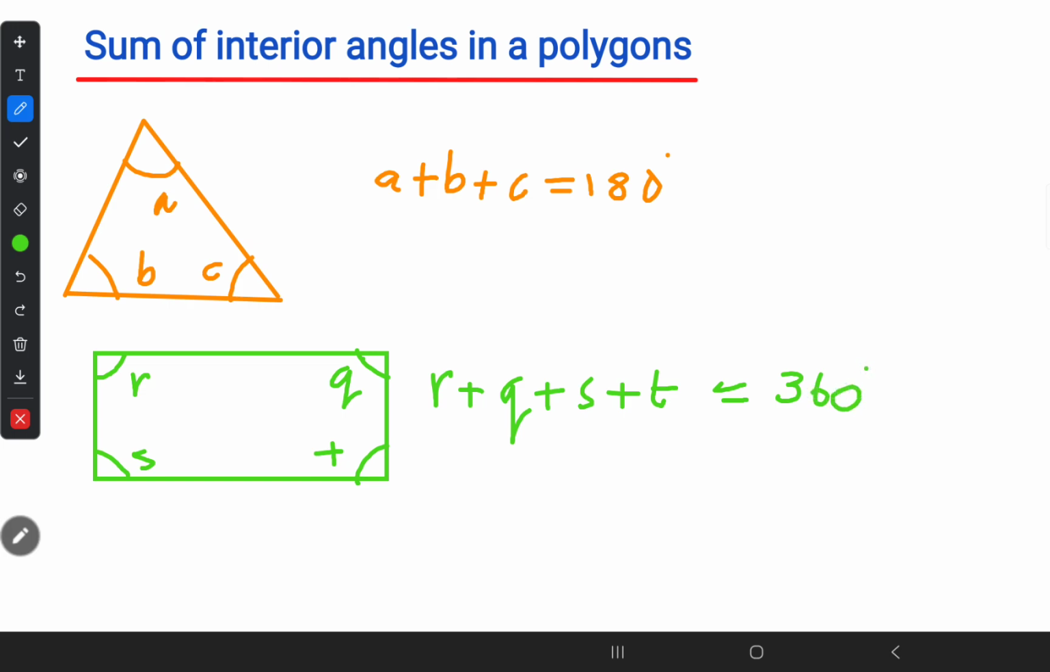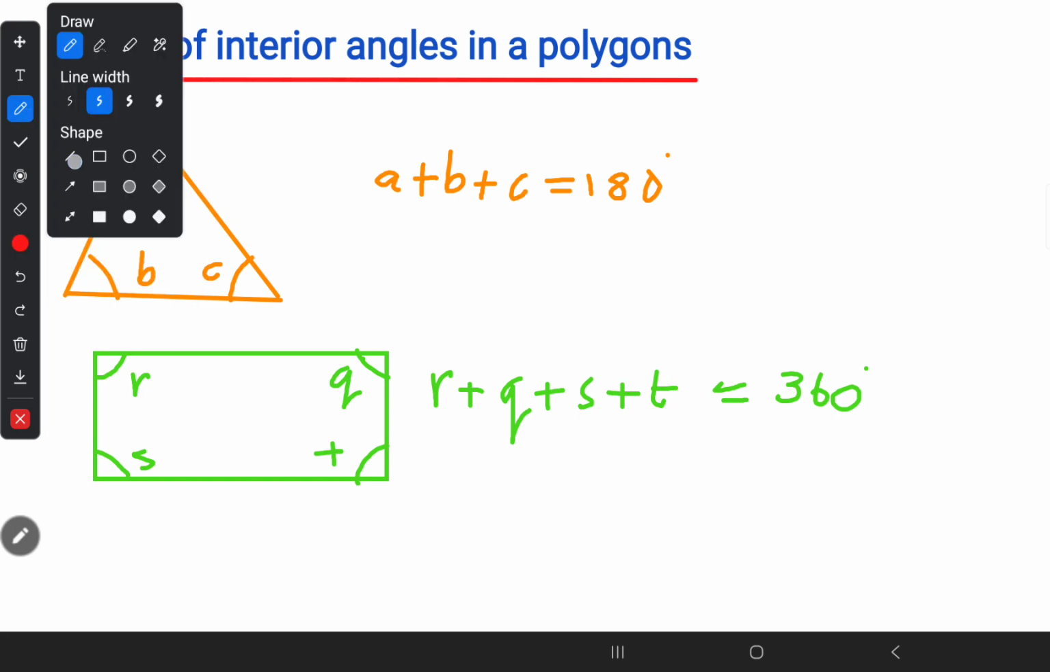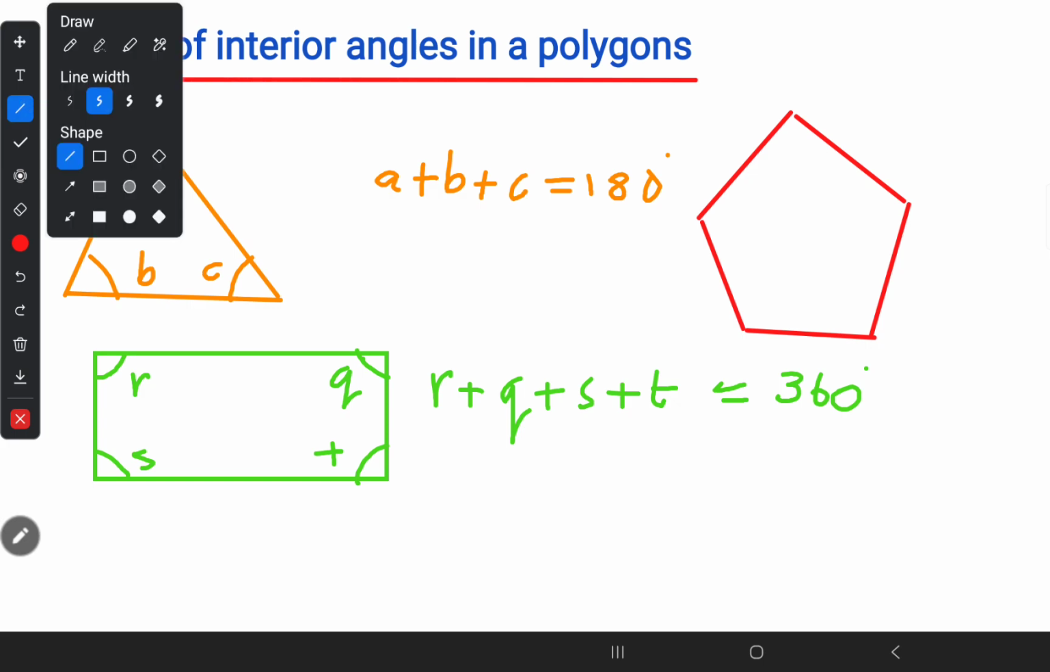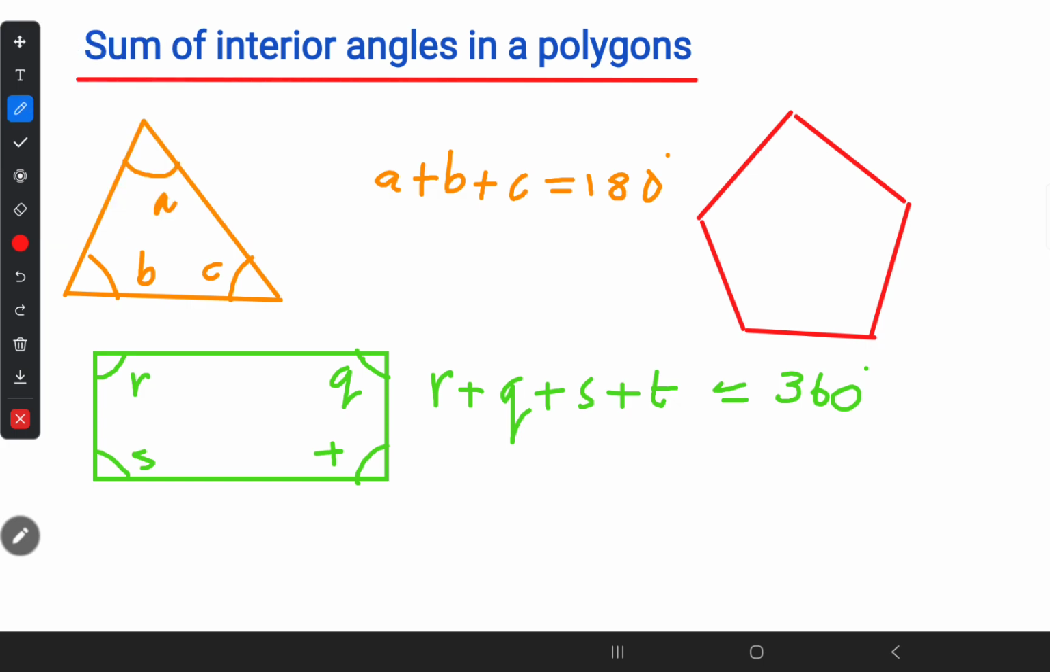Now let's move to the next polygon, which is our pentagon. In the pentagon, it should have 5 sides: 1, 2, 3, 4 and 5. We don't have any clue how to find the interior angle sum in this polygon.